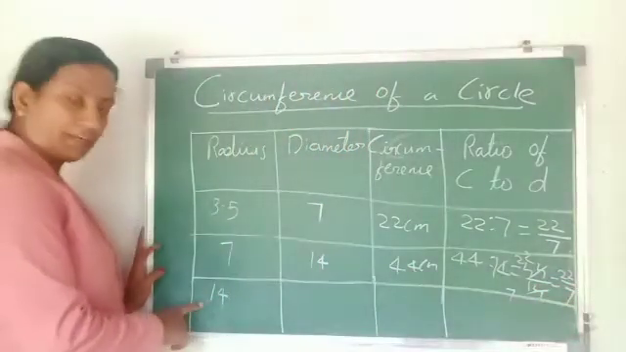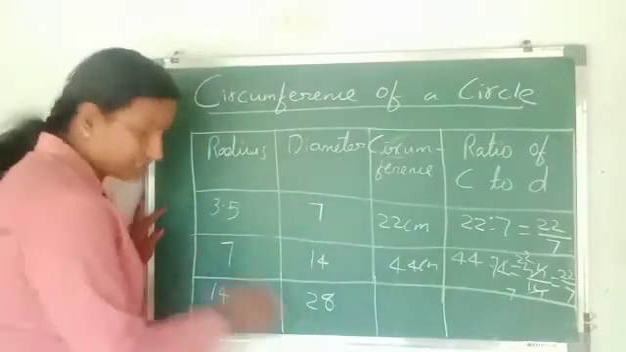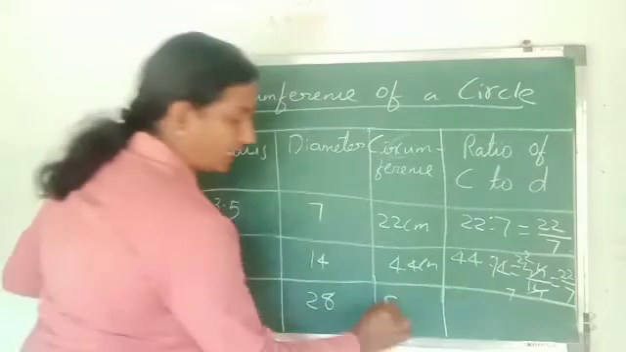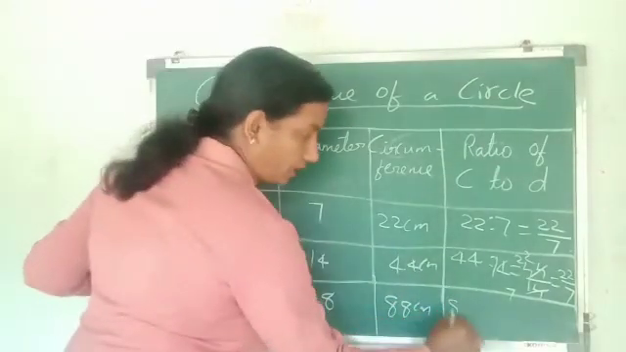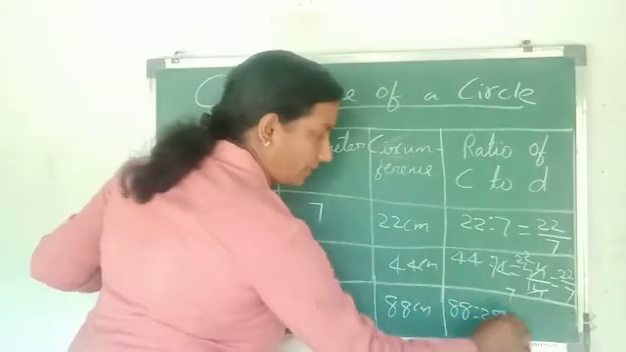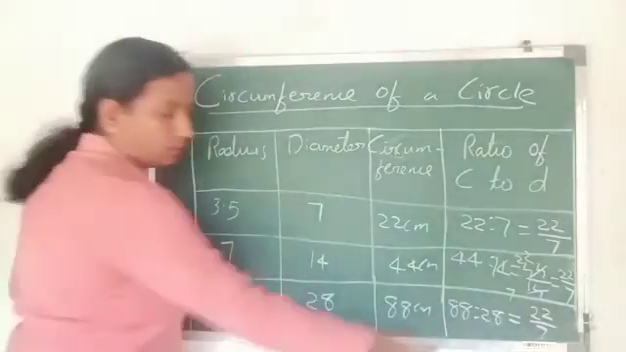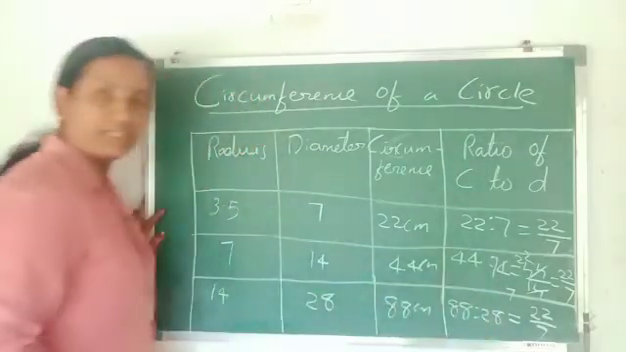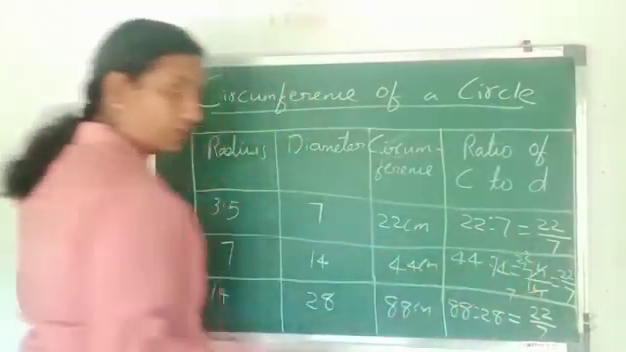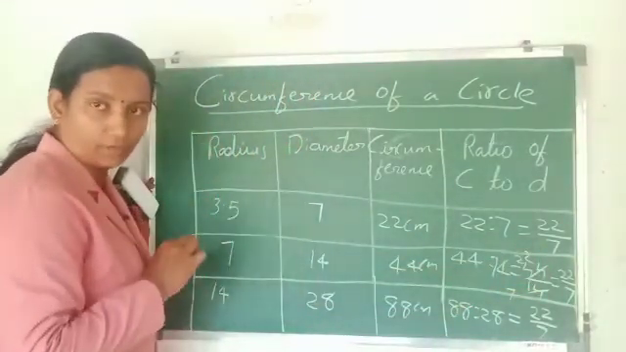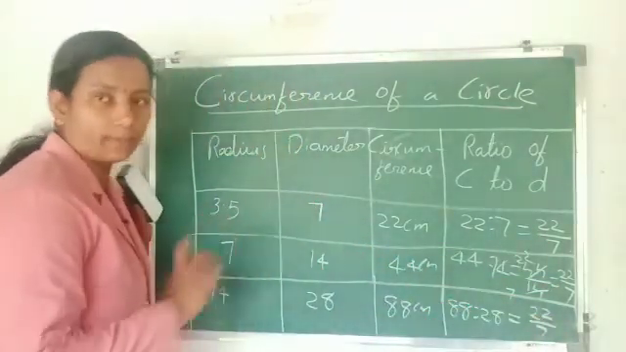Okay. Next radius 14. The diameter 2 into r is 28. Find its circumference by using string. It is 88 centimeter. Then the ratio 88 is to 28, that is also equal to 22 by 7. Here 4 is the common factor: 4 into 22 and 4 into 7. It is 22 by 7. 22 by 7 is approximately equal to 3.14. So we notice that all these are 22 by 7 or 3.14.